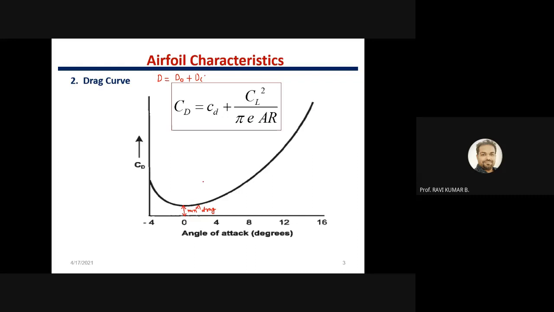All right. So this portion is basically your representation of this, and after that, immediately this is your induced drag. Because of that, induced drag is coming. The total drag is a combination of friction drag plus induced drag. So stalling, as usual, at 16 degrees, there will be a stalling.